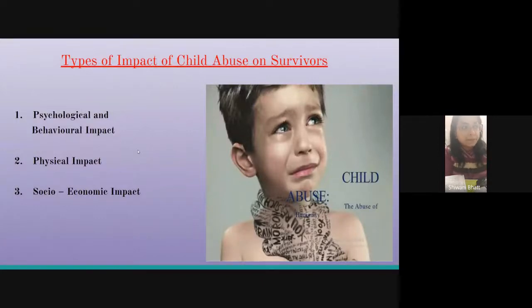There are three types of impact of child abuse on survivors. The first one is psychological and behavioral impact. The second one is physical impact. And the third one is socio-economic impact.